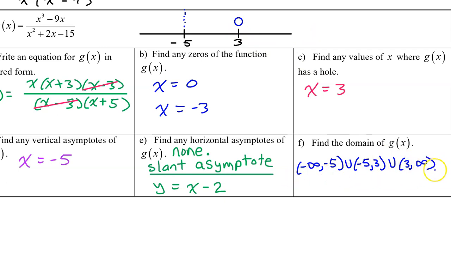Always use parentheses for this domain because vertical asymptotes and holes are places where g of x will be undefined, so they're to never be included, and we show that with parentheses.